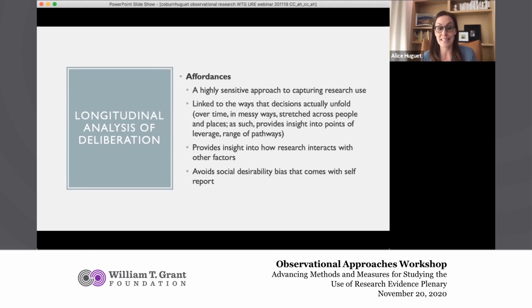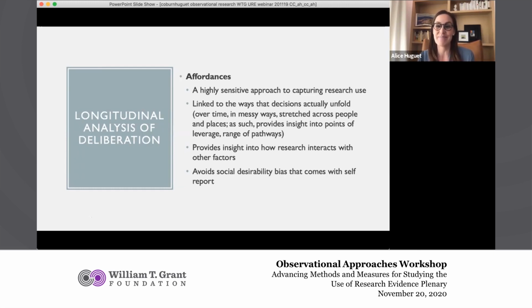It also doesn't isolate research use, which I think is a huge benefit, because research was just one of many considerations that were brought up in these conversations. And by attending to all of those, we're better able to see the role that research really played and how it interacts with these other forms of information. And then finally, we're avoiding social desirability to the degree possible. Obviously, people know when there's an observer in the room, but they got pretty comfortable with Caitlin.